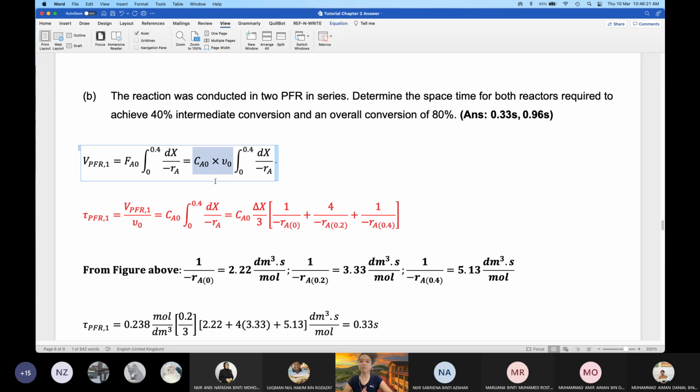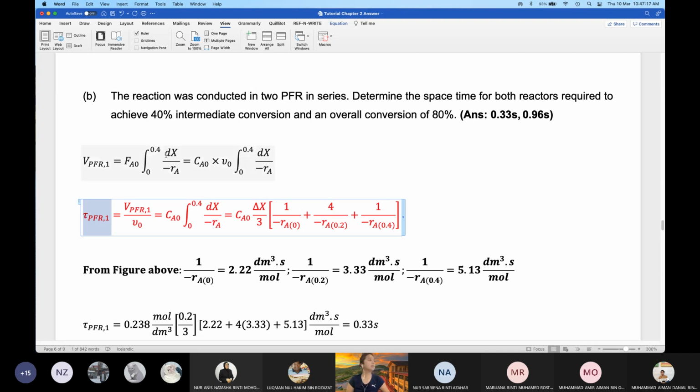Okay, so when I do that, it becomes CA0 V0, integral part masih sama 0 to 0.4 dX per minus rA. So when I do this, what happens? Saya nak space time kan? So if you realize, I can move my V0 sekarang kat bahagian kanan. If I move my V0, my initial volumetric flow rate from right to left, it becomes a division. So it becomes volume PFR 1 divide with initial volumetric flow rate. Kalau volume bahagi dengan initial volumetric flow rate, dapatlah space time untuk reaktor pertama saya. So left hand side saya dah dapat apa yang saya nak, which is my space time.